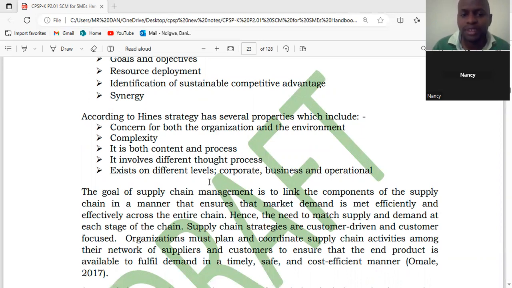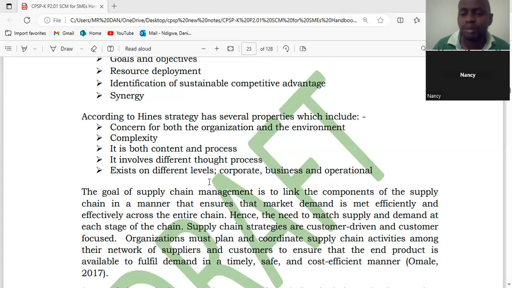Then the issue of complexity also is very critical. And complexity, we are looking at strategy as a way of coming up with different ways of achieving your goals, so that you are all round in the organization's strategy. Then it is both content and process. So you need to understand your processes and what is in those processes, so that you can maximize your operations based on the processes that you have.